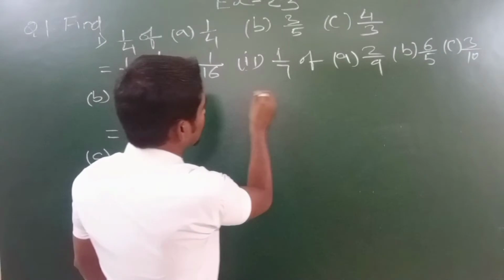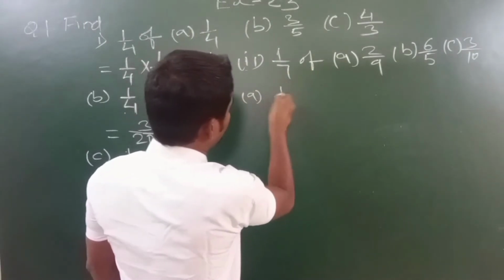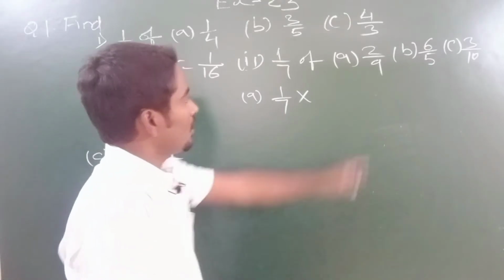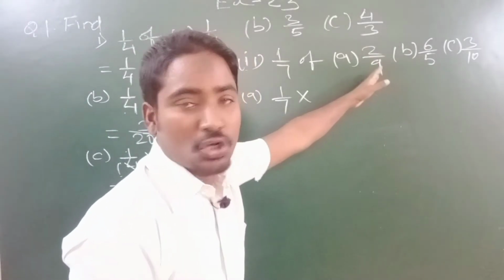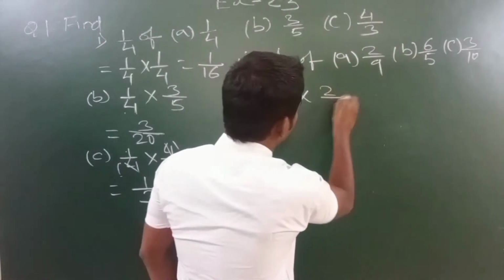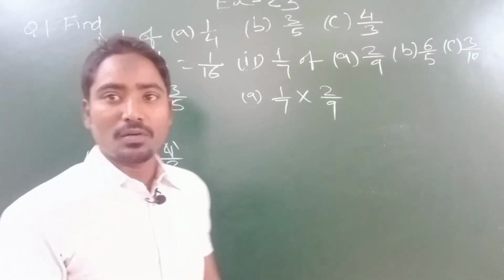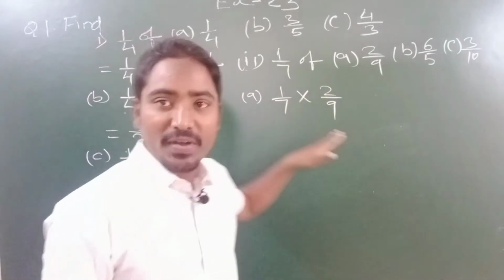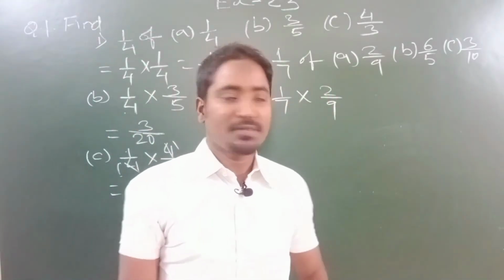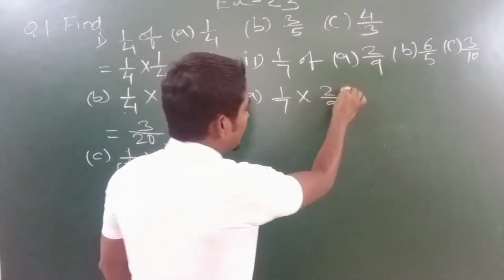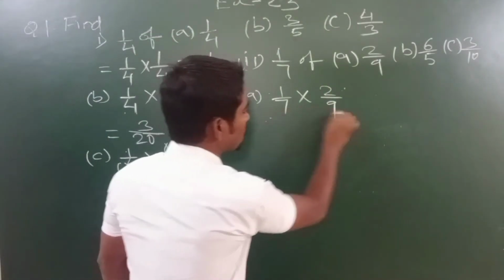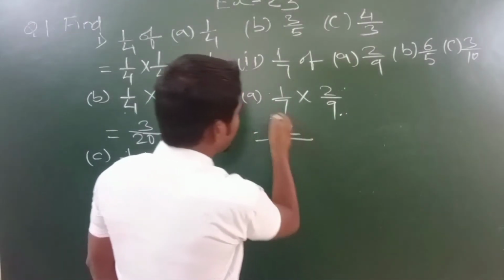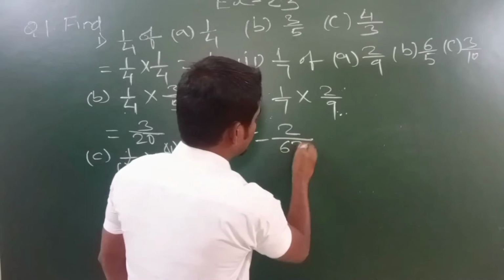Now here I am going to solve A first. So 1 upon 7 of means multiplication. Again and again I am telling you. Now here we have the next fraction, 2 upon 9. Now try to find out the common factor between them. Is there any common factor? No common factor is there between them. So we will multiply the numerators, multiply the denominators, and write the answer. So 2 times 1 is 2, 7 times 9 is 63.